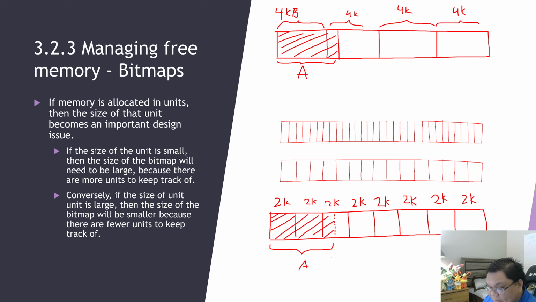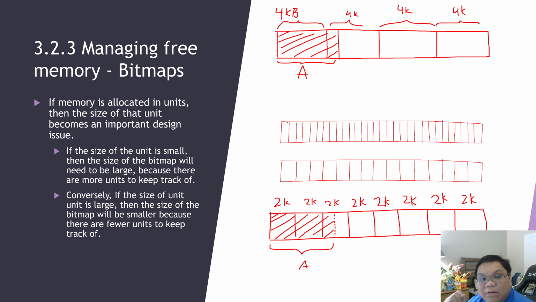We mitigate the effects of internal fragmentation by allocating smaller memory units to processes. That comes with the side effect of, well, now we need more space to keep track of all of these memory units. So that is a design consideration when it comes to allocating memory to processes.